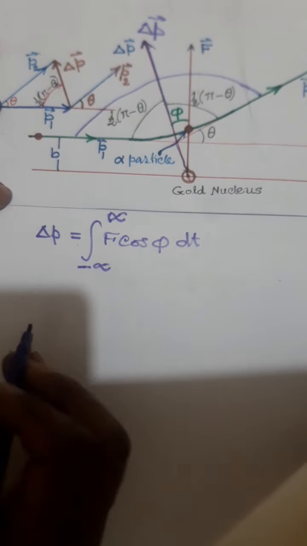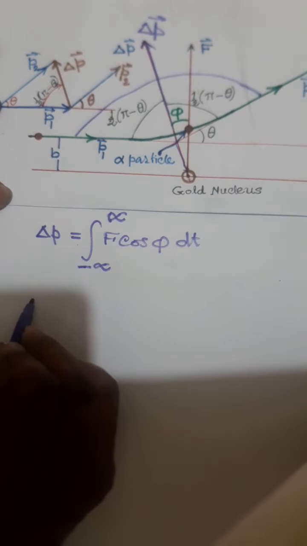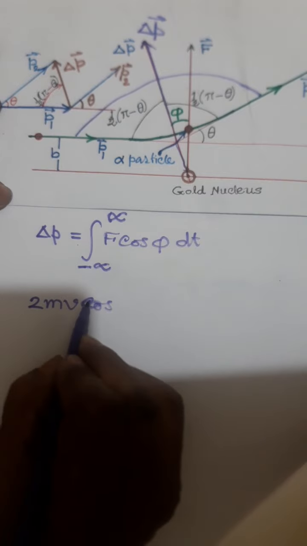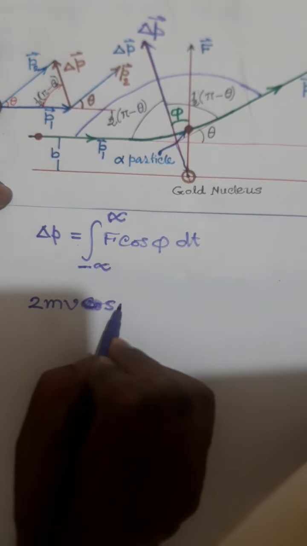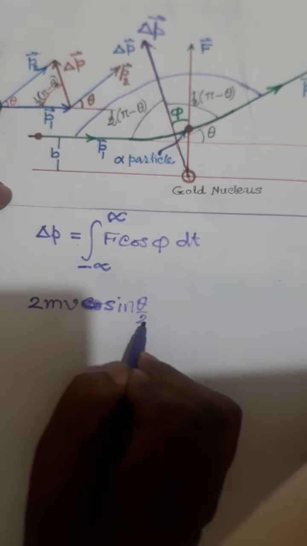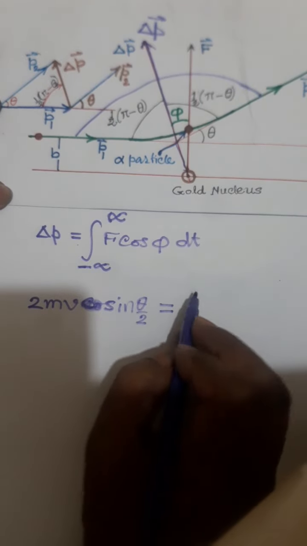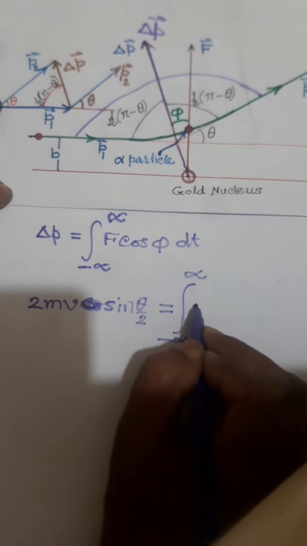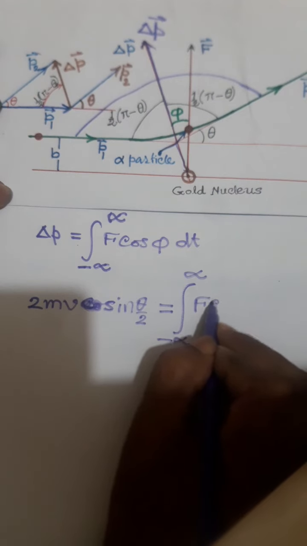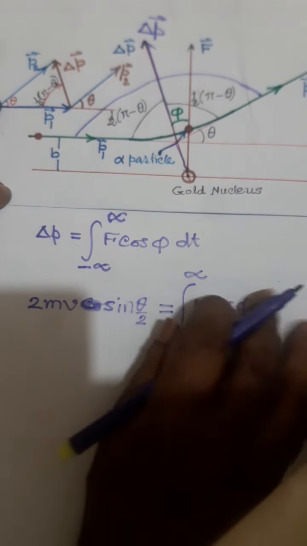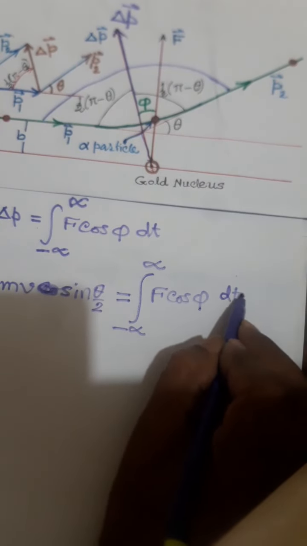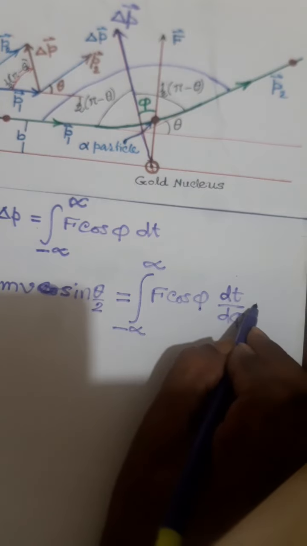We have already seen delta p equal to twice mv sin theta by 2. This is equal to integration from minus infinity to plus infinity of f cos phi dt. This can be written as dt by d phi into d phi.